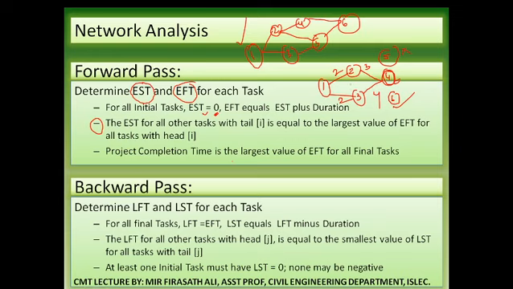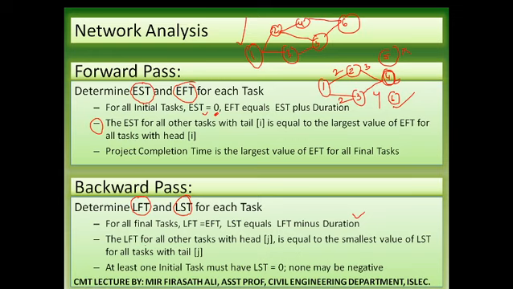Now let us see backward pass calculation. In backward pass calculation, we determine LFT, latest finish time, and LST, latest starting time, for each task. For all final tasks, LFT is equal to EFT, latest finish time is equal to earliest finish time. LST equals LFT minus duration. Latest start time equals latest finish time minus duration.